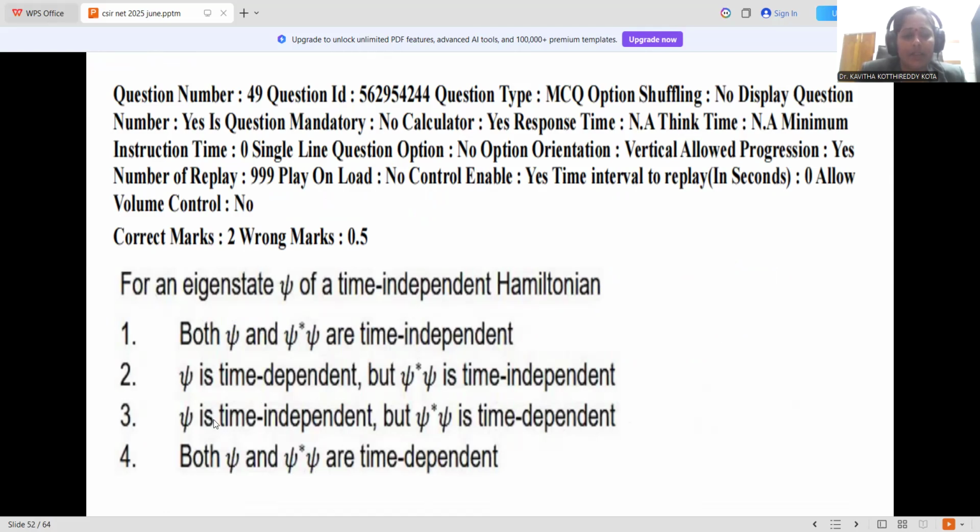That is given in option number 2. Psi is time dependent, and psi star psi is time independent. That is given in option number 2. For question number 49, option number 2 will be the correct answer.